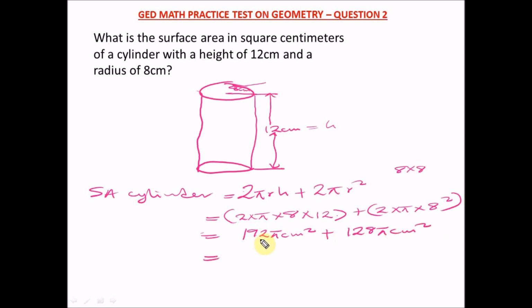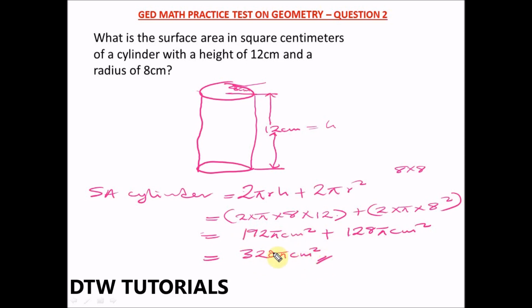Okay, and here we have to add this up. When we add this up, we're going to have 320 pi centimeter square. So this will be our answer. And also for questions like this, you're going to be provided with an online screen calculator, which you can use, if you don't know your multiplication table quite well. All right, so this is our answer for this question. So let's get on to the next question now.